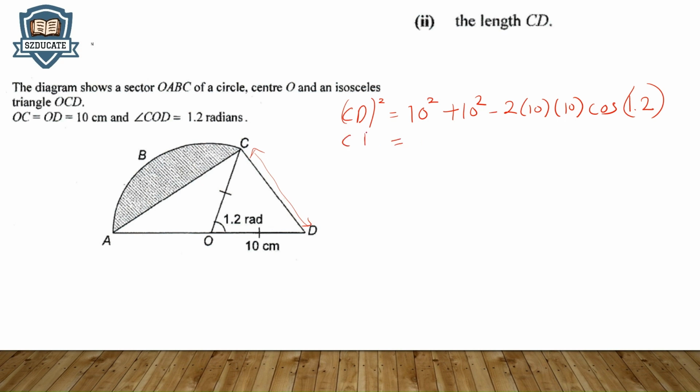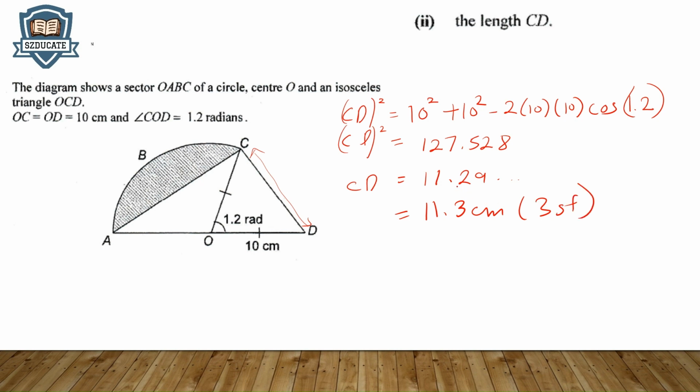Okay, so my CD square, after I press into the calculator, I'll get 127.528. And then I square root. I'll get two answers, positive and negative. You just take the positive one because it's a length, cannot have a negative answer. 11.29 and so on. And then it will become 11.3 cm, 3SF.